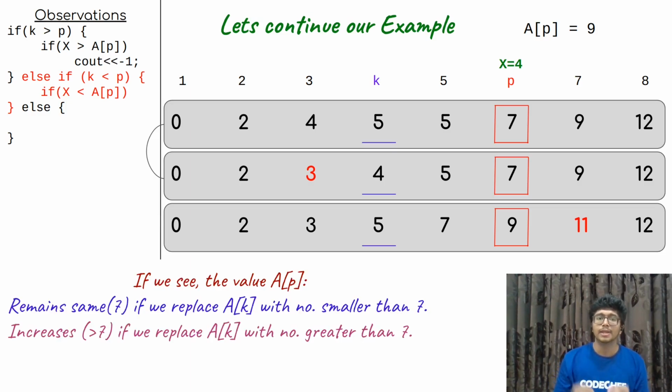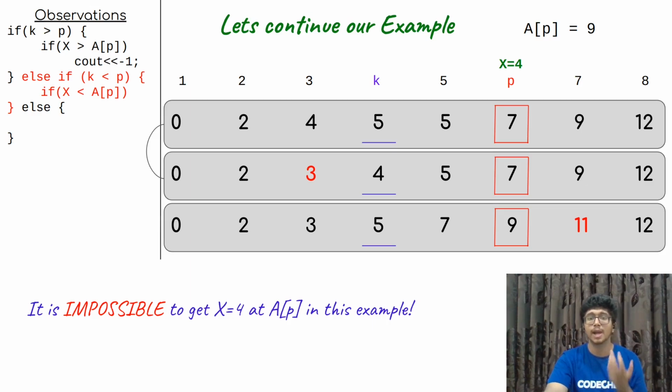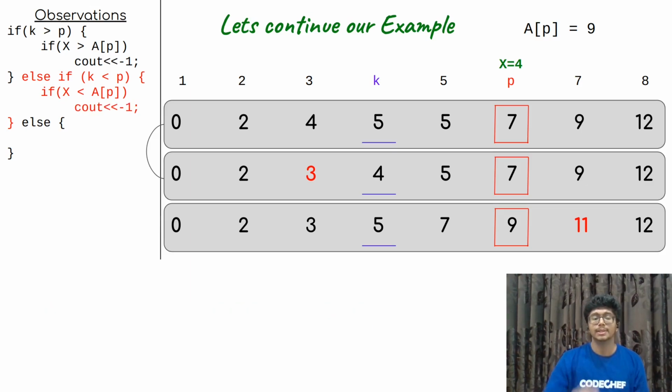Now similarly, if you make the observation, you would see that if you're replacing the value of a of k with a number which is less than 7, then the red frame number is not changing. And unfortunately, if you're replacing it with a number which is greater than a of p, then it is increasing. But the value of x is less than a of p, which means the red frame number should have decreased, but here it is increasing. What I mean to say is, again in this condition, it is impossible for us to get the value of x by performing an infinite number of operations, and hence we would be outputting the value -1 in this case as well.